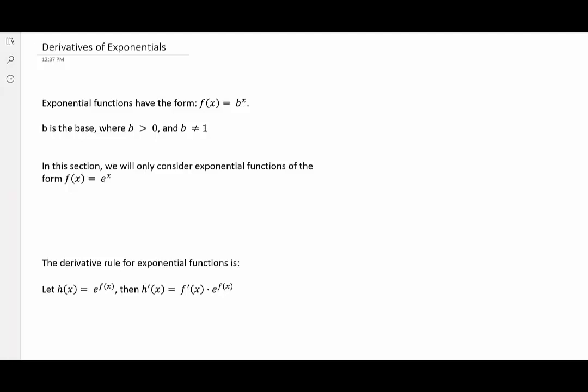Here, b represents the base of our exponential function, and the base has to be positive, meaning it has to be greater than 0, but it can't equal 1. Why is that? Because 1 to any power is 1. You're not exponential, you're then constant.